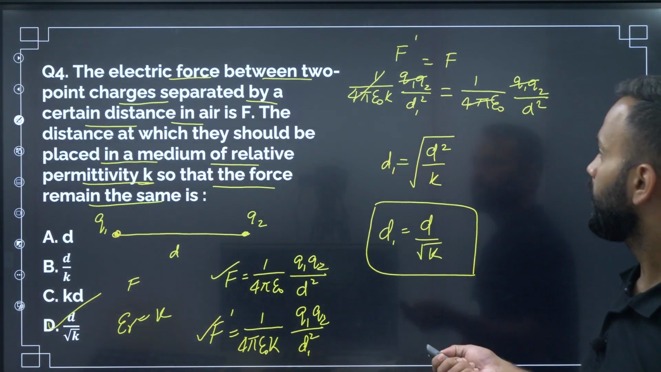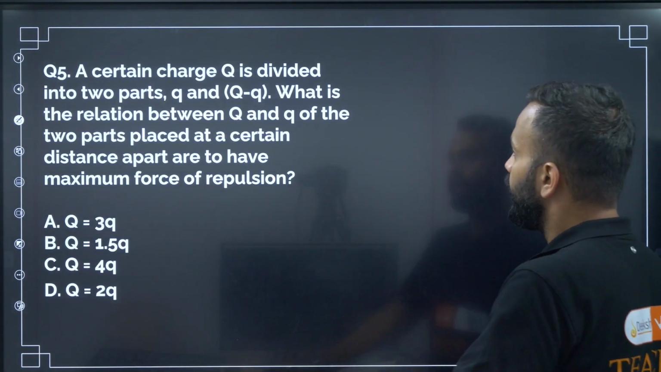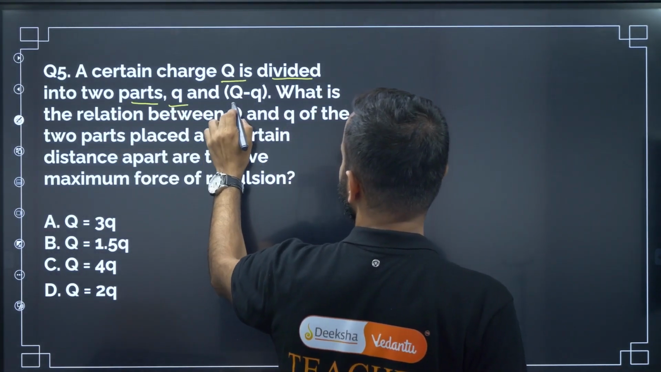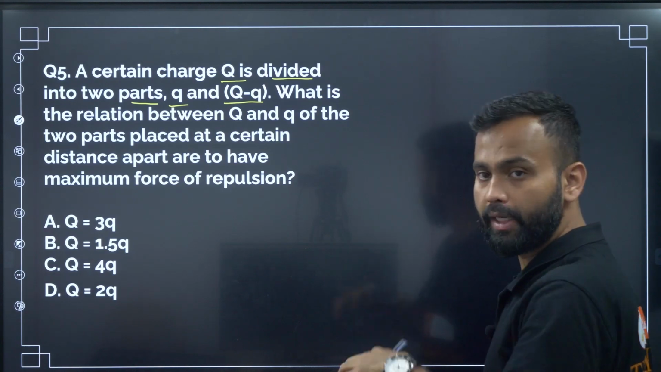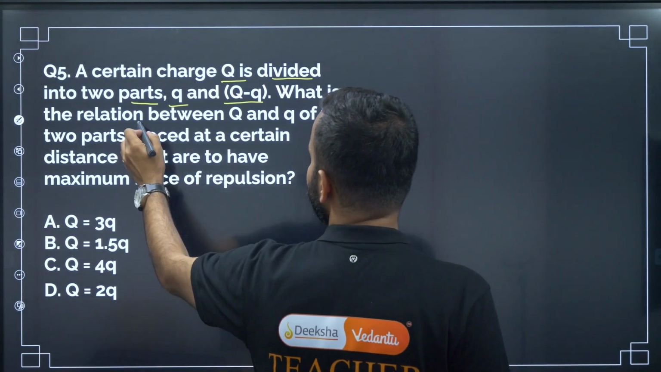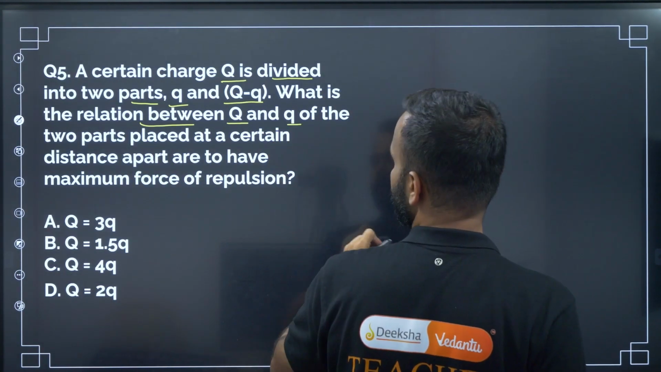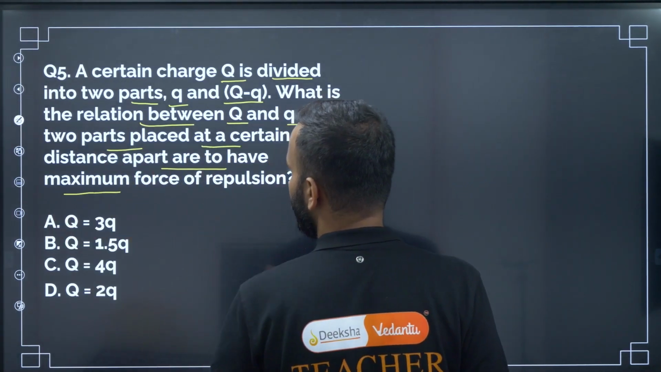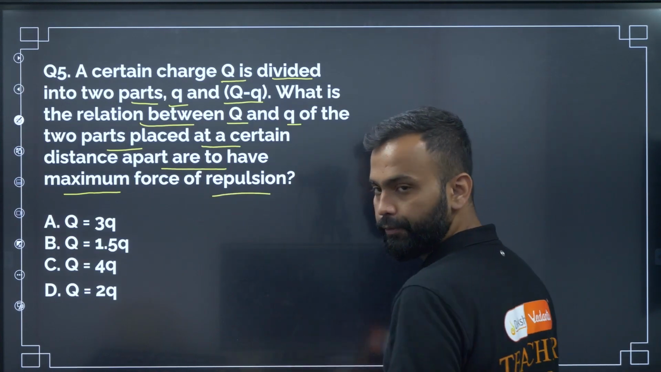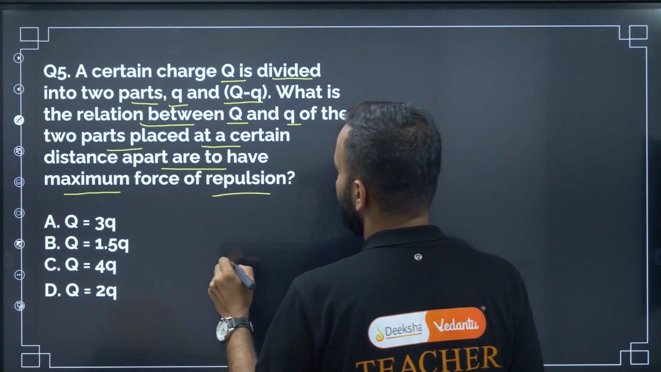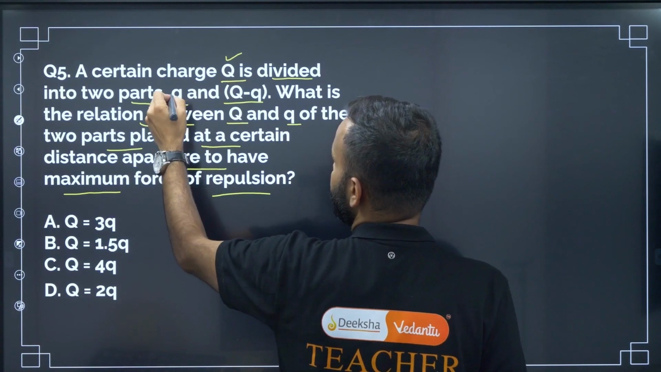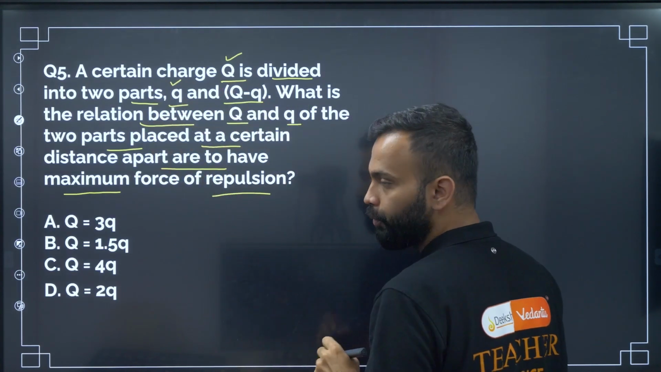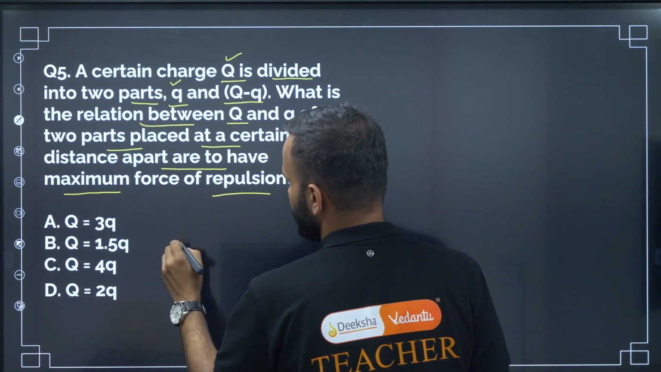Next question, question number 5. A certain charge capital Q is divided into two parts, small q and capital Q minus q. What is the relation between Q and q if the two parts placed at a certain distance apart have maximum force of repulsion? Here this charge Q is divided into two parts, small q and capital Q minus q.